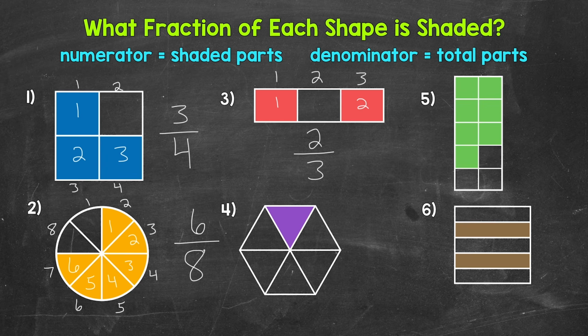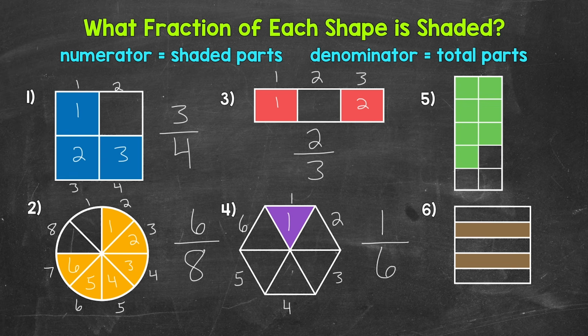Moving on to number 4, let's start with the denominator. So how many total equal parts has the whole been divided into? 1, 2, 3, 4, 5, 6. So 6 is our denominator. Now we need the numerator. So how many equal parts are shaded? 1. So 1 is our numerator. 1 out of 6 parts are shaded. So our fraction, 1 over 6, which we say 1/6.